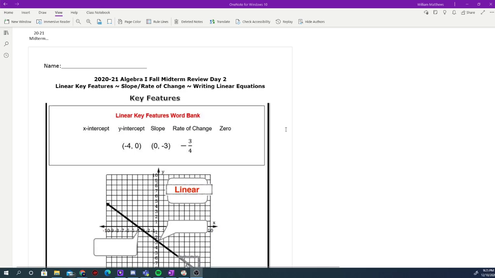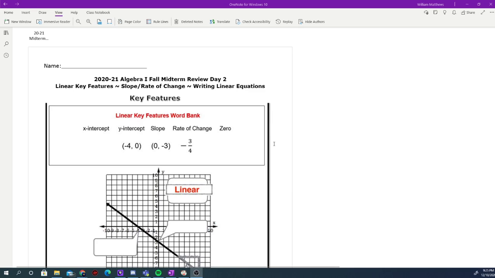Today is day 2 of the midterm review. Today we'll be going over linear key features, our slope/rate of change, and writing linear equations.